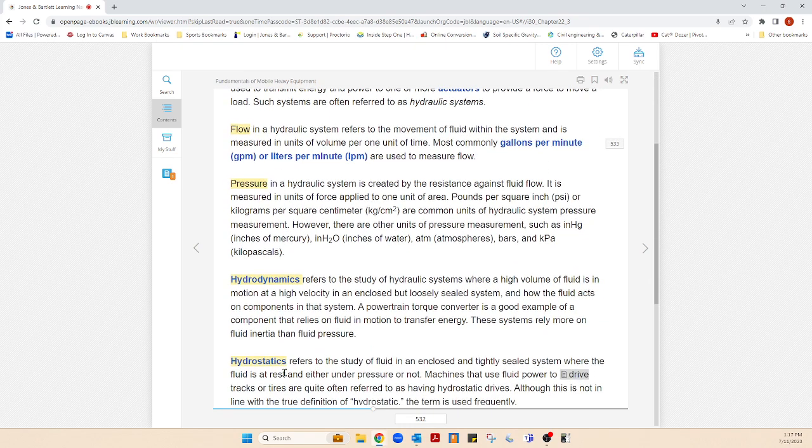Everybody knows hydrostatics. It refers to the study of fluid in an enclosed and tightly sealed system where the fluid is at rest and either under pressure or not. So when you have a torque converter for a transmission, you're taking away the mechanical aspects of the old pressure plate and the clutch situation. And the same way in a tractor, a lot of the older tractors have planetary gears, or still do, have combinations of fluid or hydrostatic drive.